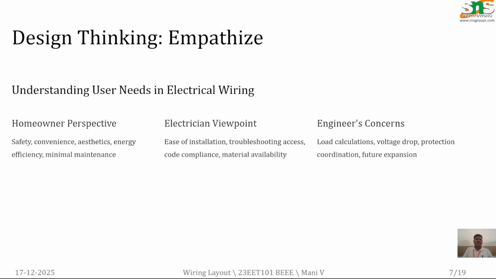While doing empathy for the electrical wiring system, all the house owners are particular. They expect safety while doing the electrical wiring, and they always expect convenience to operate, energy efficiency, low maintenance cost as well as low initial cost. They are expecting cheap and best. This comes under the empathy of house owners.